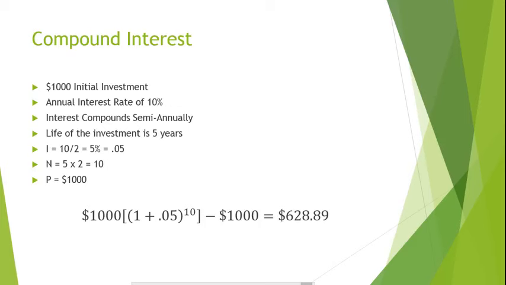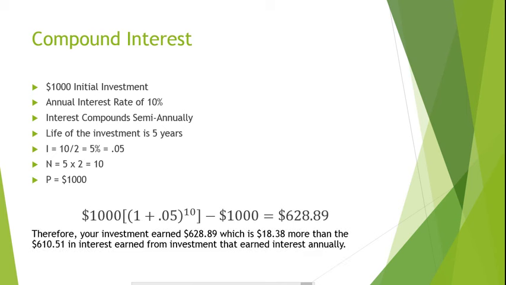So we'd plug these figures into our formula, and we would find that we would earn $628.89 in interest, which is $18.38 more than the $610.51 in interest earned from the investment that compounded interest annually.